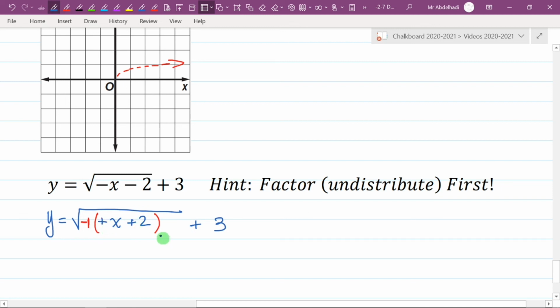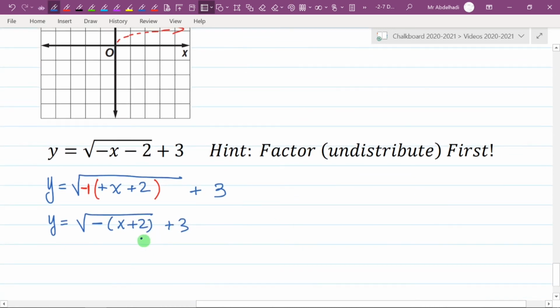And you can check yourself. If you were to distribute this back, would you get this? -1 times positive x is negative x, yes. -1 times positive 2 is negative 2, yes. And this is unaffected because it's not part of this whole process. Let me just write it. So now there's the negative, you have the x plus 2, and you have the plus 3 out here.